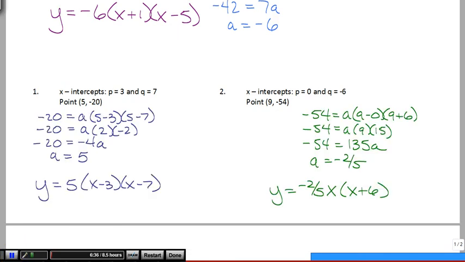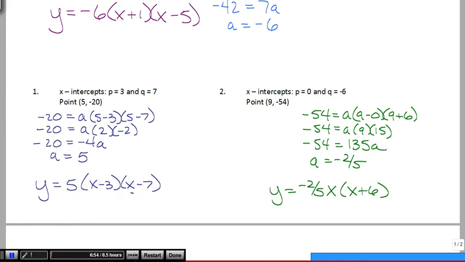So the first one, you had to substitute your -20 in for your y. Your 5 goes in for your x's, and your p and q is 3 and 7. And just work it out. You should have got a equals 5. Final answer, y is equal to 5 times x minus 3 and x minus 7.